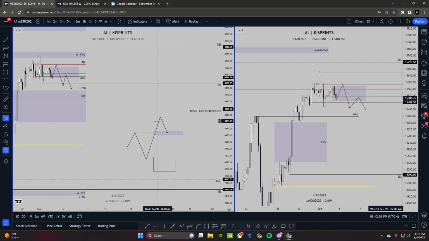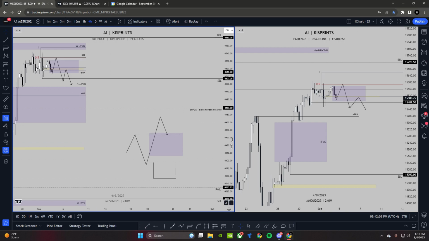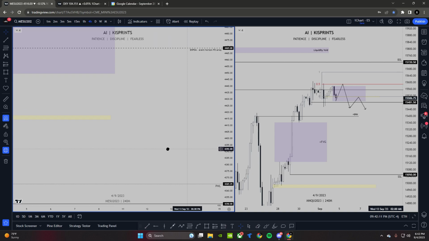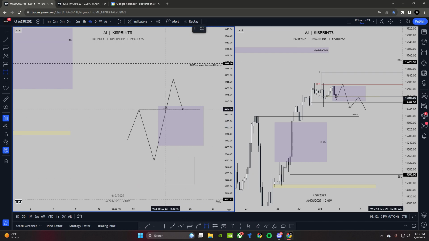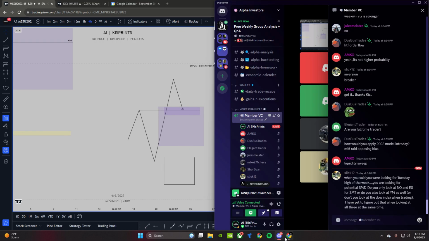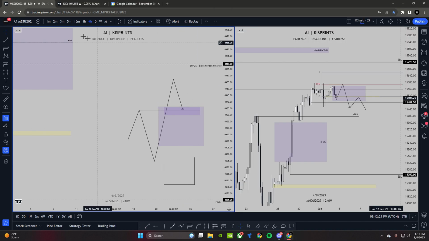Now, if I see this displacement on the 5-minute and the fair value gap looks like this, I would drop down to the 3-minute. Let's say zooming into the 3-minute, the fair value gap looks like this. It narrows it down. On the 5-minute it may be a little bit more confusing, but if I'm applying the 2022 model intraday, I'm going through the 2, the 3, the 5-minute, narrowing down or finding imbalances that align with the model.